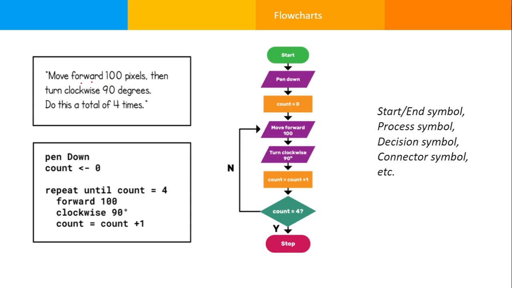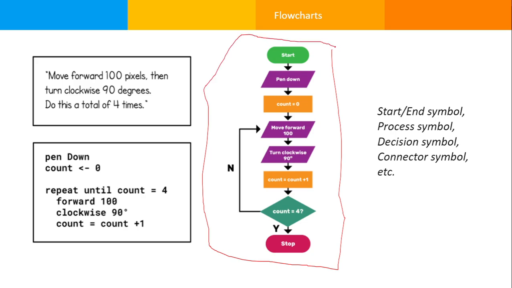When you look at this instruction here, move forward 100 pixels, then turn clockwise 90 degrees, and then make sure you do this 4 times. These are simple instructions. So when you look at the flow chart, it is very simple. So what happens is, okay, we start a program. Now you receive an input.